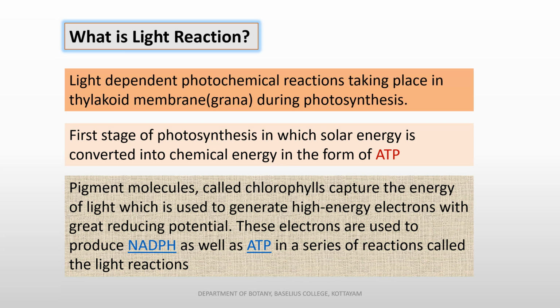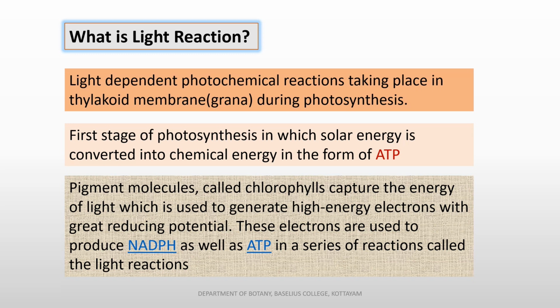Chlorophyll pigments capture light energy, which is used to generate high energy electrons with great reducing potentials. These electrons are used in a series of photochemical reactions called light reaction to produce energy rich intermediate compounds called ATP and NADPH.